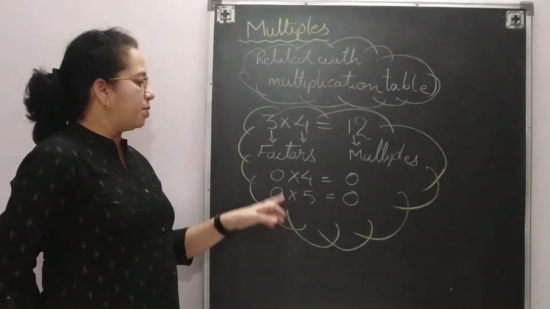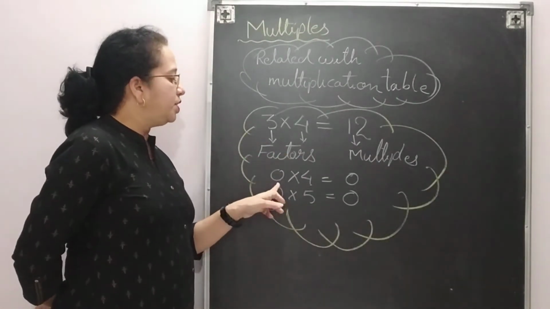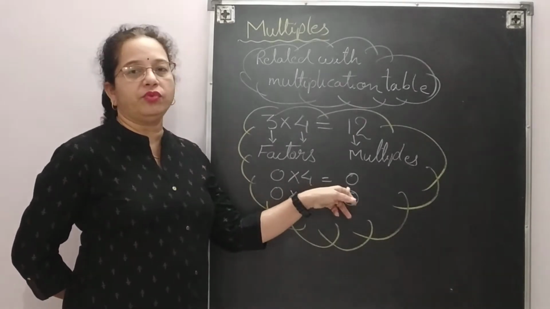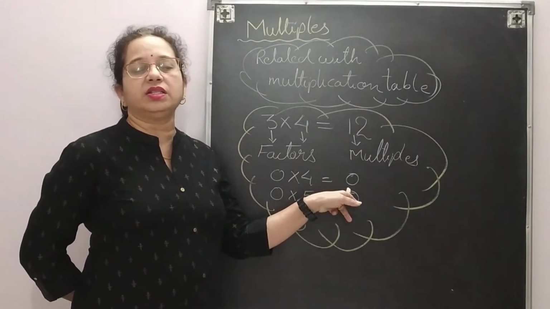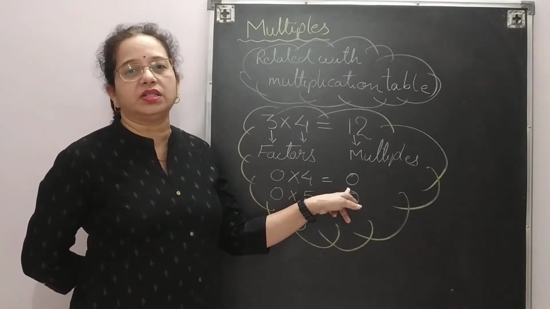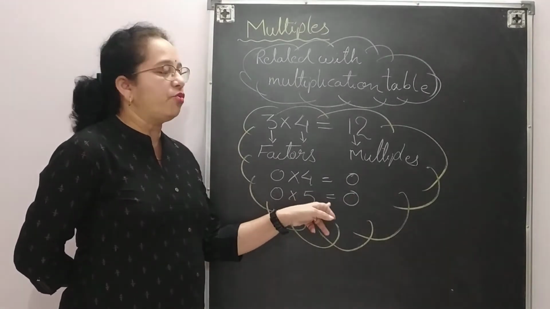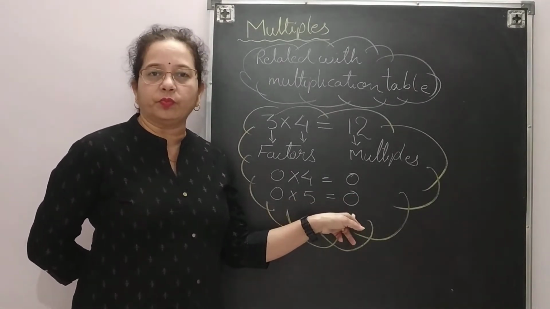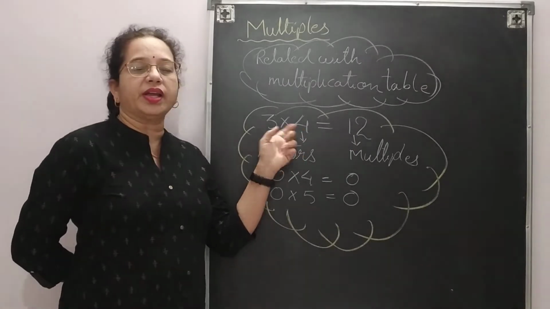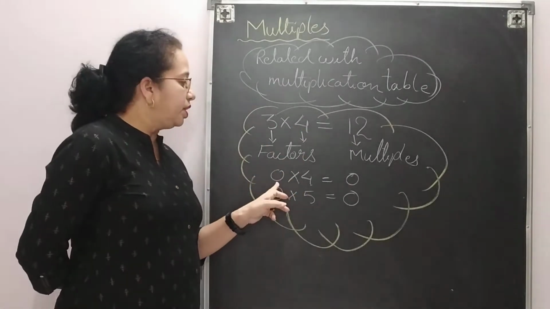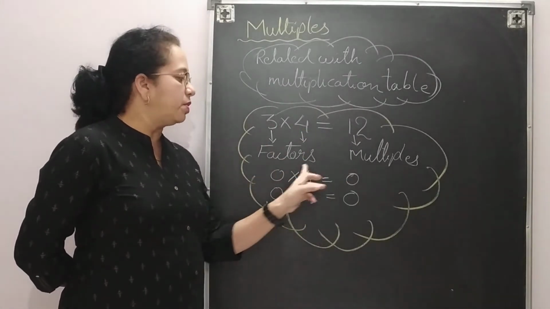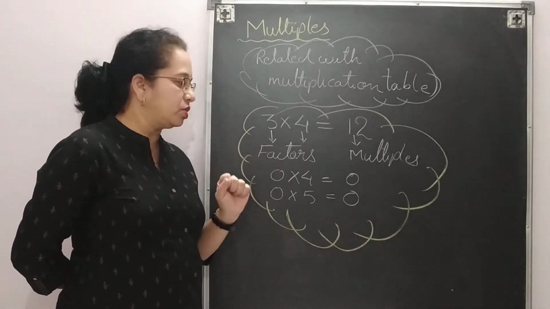You can take another example. 0 multiplied by 4 will give you 0. Whenever we multiply by 0, our product is always 0. 0 multiplied by 5, again your answer is 0. Same concept we can use here. 0 is the multiple of 0. Okay, that is not required.